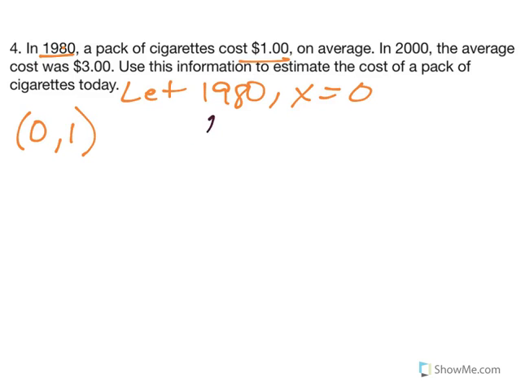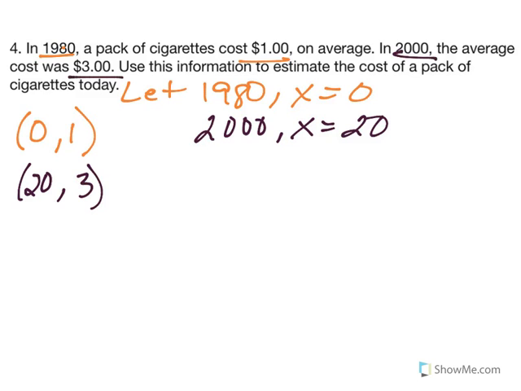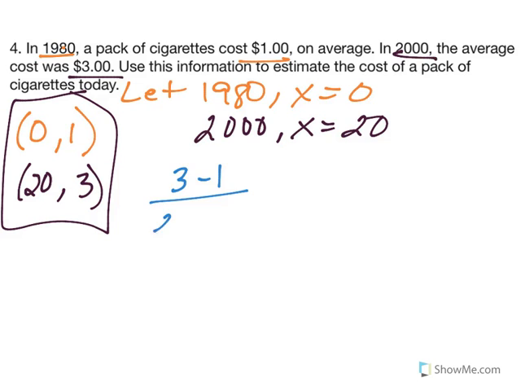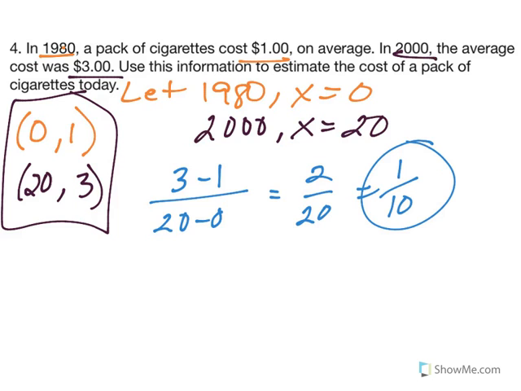So then 2000, that's 20 years later, so x would be 20. So then I have an ordered pair of (20, 3), because in 2000 the price was 3. Now what can you do? Well, if you have 2 points, you can find the slope. So I can now say (3 minus 1) over (20 minus 0) gives me 2 over 20, or 1/10. Here's my slope.